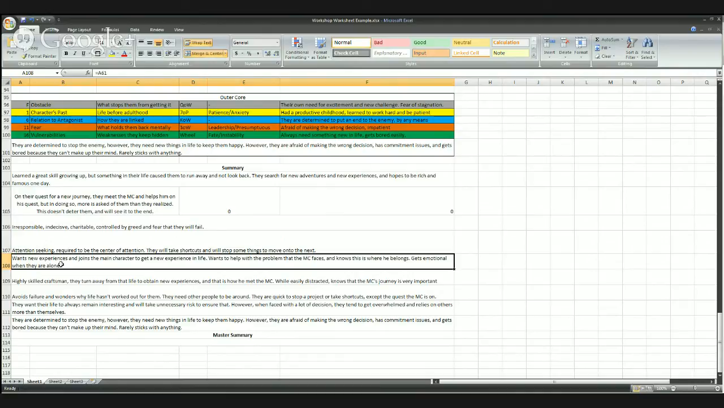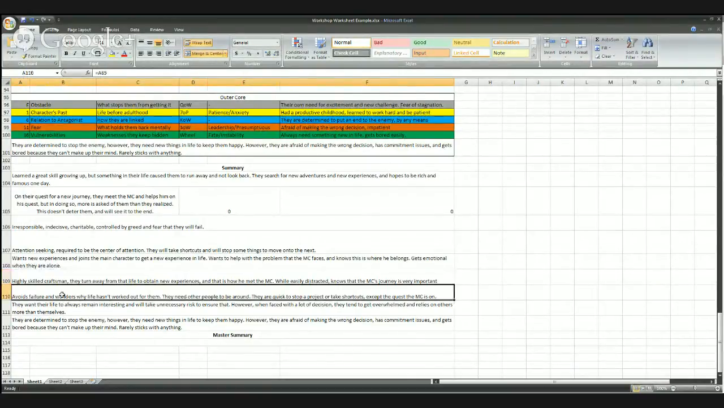Wants to help others with their problems, wants to help with the problems that the main character faces, and knows that this is where he belongs. Highly skilled craftsmen, they turn away from that life to obtain new experiences. And that is how he met the main character. Easily distracted, knows that the main character's journey is very important.